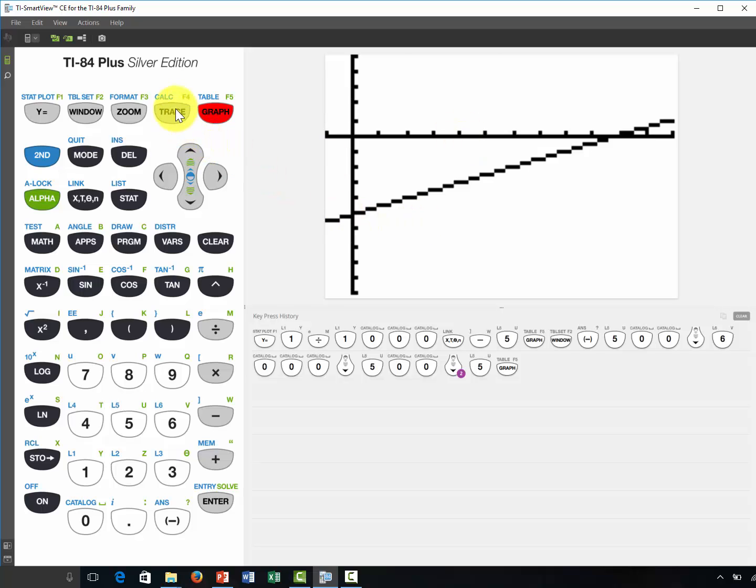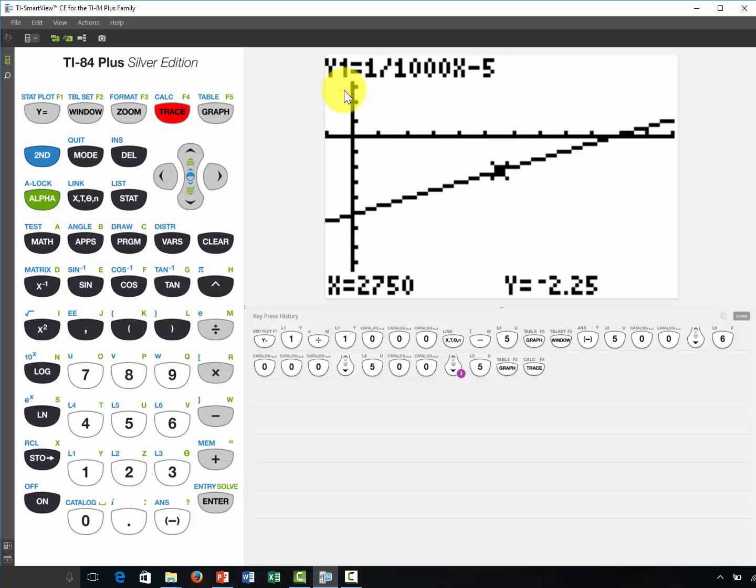So now when I hit the trace key, I still can see the full graph, but I can also see these values. And as I move along and look at the ordered pairs, we can see that this slope is a positive slope, but actually it's increasing very, very slowly. Actually, it takes x to be 5,000 when y is 0. So it's increasing very slowly.